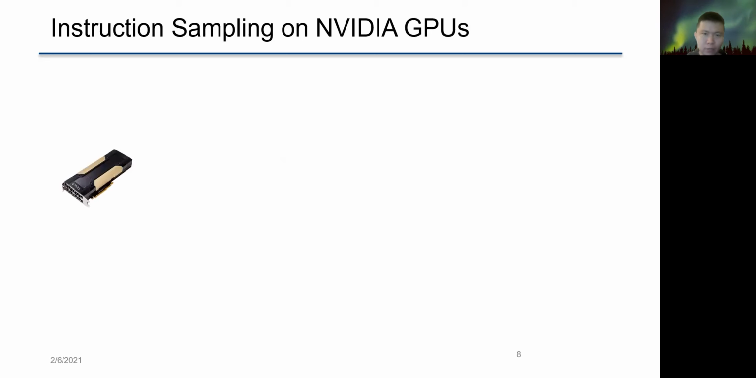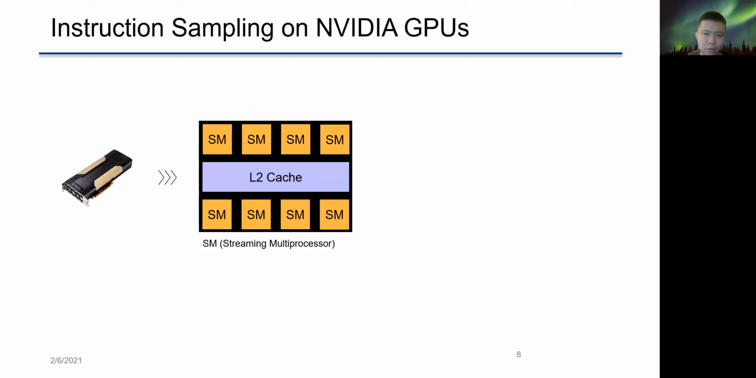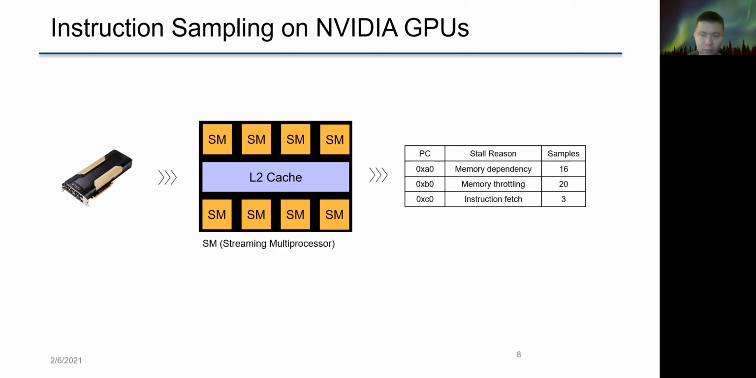To begin with, we use instruction sampling on NVIDIA GPUs to collect instruction samples. Inside each GPU, we have several streaming multiprocessors sharing a common L2 cache. Instruction sampling works on individual SMs separately. At the end of each kernel, the samples of each SM will be aggregated together to form a table like this. This table consists of 3 columns. In the first column, we know the PCs of each sample.